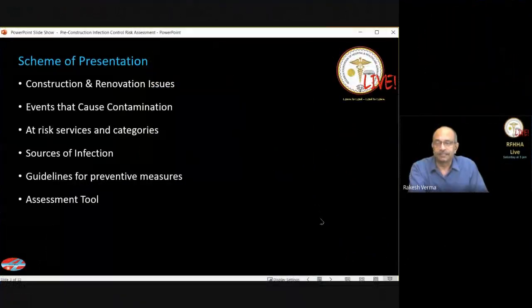So the topic for today is pre-construction infection risk assessment, and this is the scheme of presentation. I discussed various elements that are included here: the construction and renovation issues that we need to look at, events that cause contamination, what are the at-risk activities, or what are the at-risk categories of patients about whom we need to be concerned. What are the sources of infection, and then we will look at the guidelines for preventive measures, and then the assessment tool itself. Though the topic is the assessment tool, we will look at the background before we go to the tool itself.